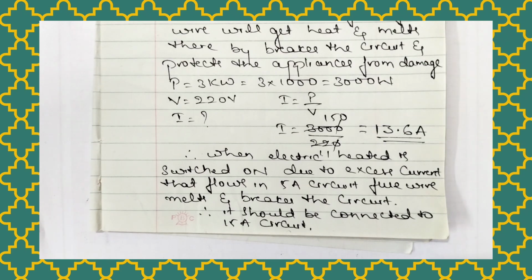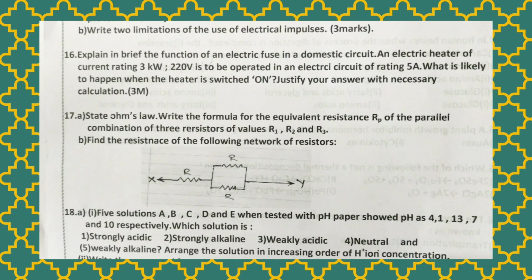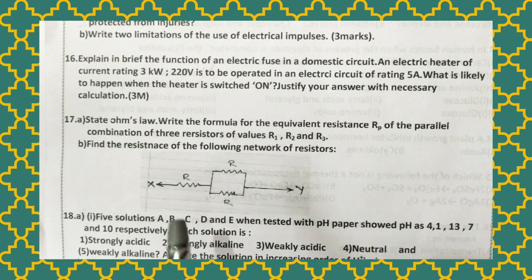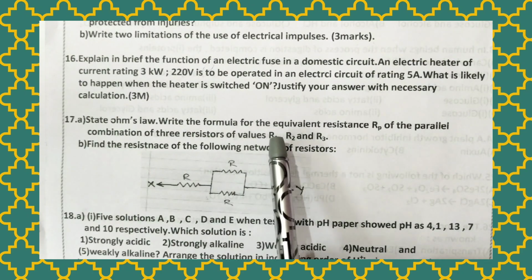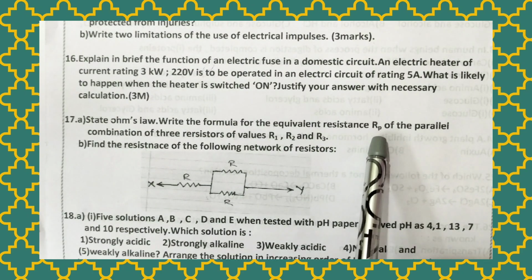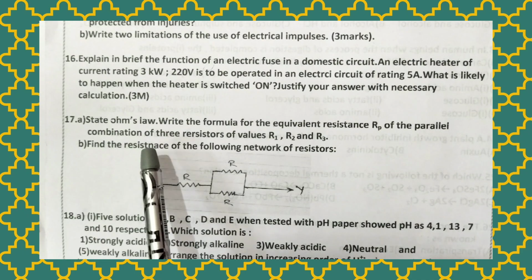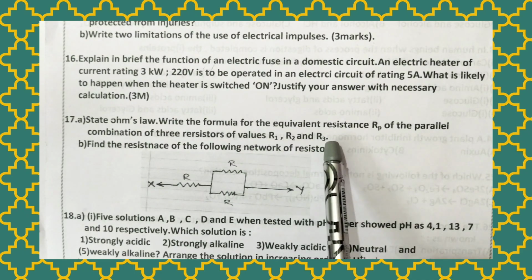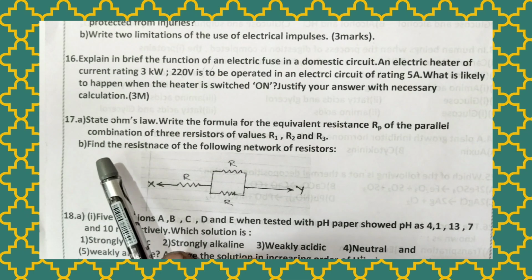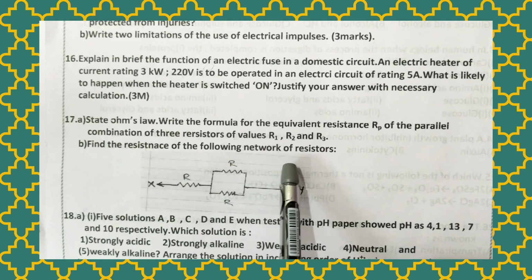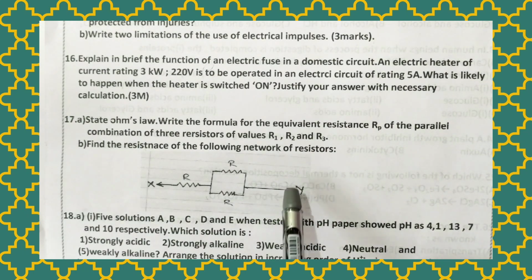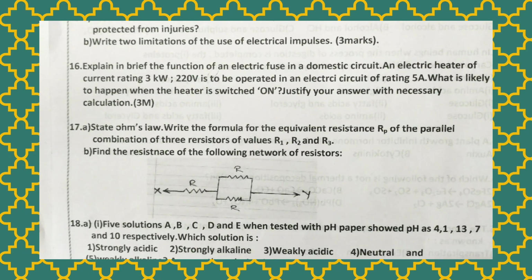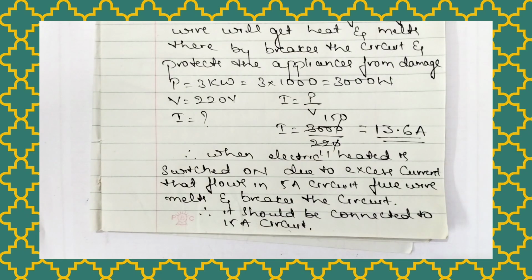Now let us move to the 17th question. State Ohm's law. Write the formula for equivalent resistance R_P of the parallel combination of 3 resistors of values R1, R2 and R3. In part B, find the resistance of the following network of resistors. A network is given here, let us find it out. So let us move to question number 17 now.